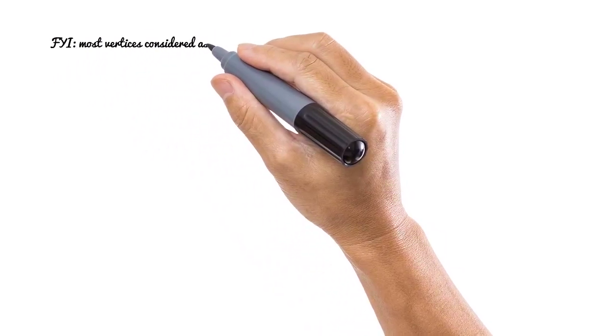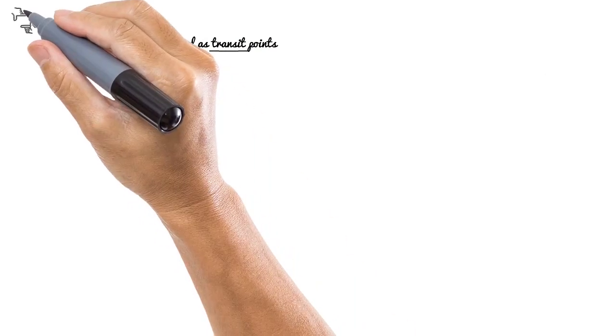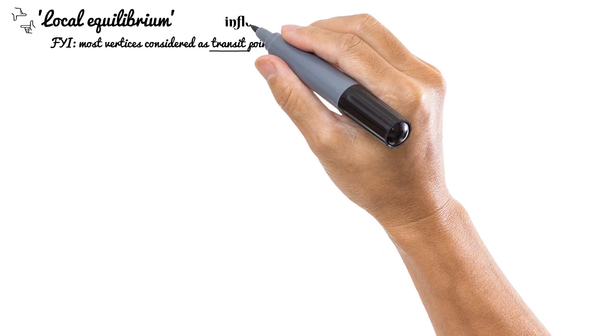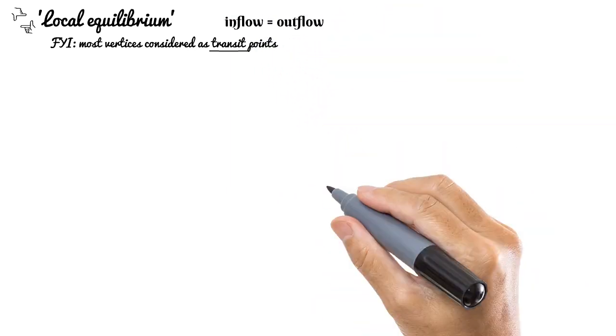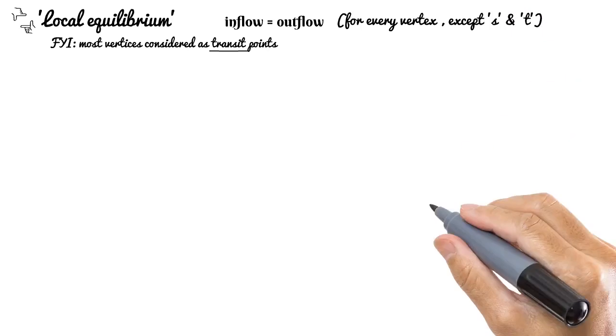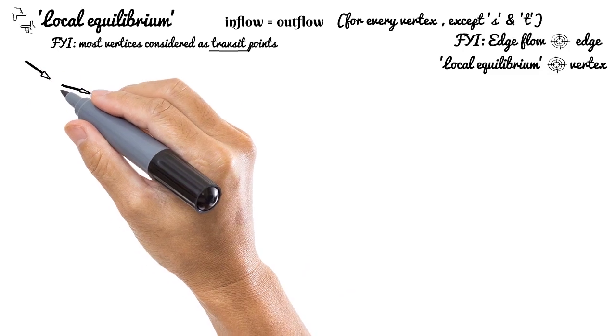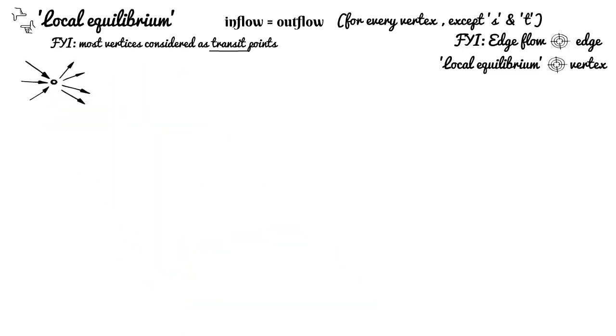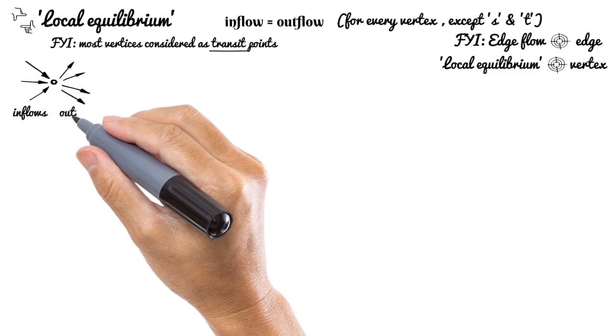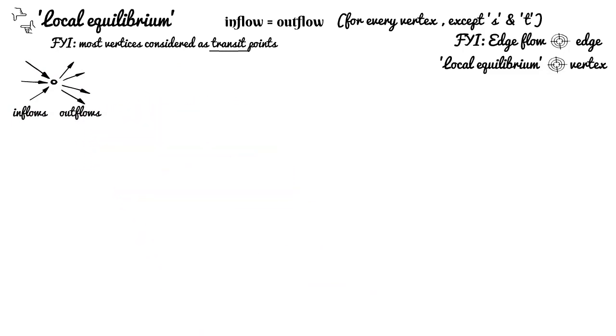In real life, most vertices are considered as transit points which don't store material flowing through them. Another term, local equilibrium, explains that. Local equilibrium means incoming flow, inflow, equals outgoing flow, outflow, for every vertex except start and target vertices S and T. Notice here, edge is in focus of edge flow, vertex is in focus of local equilibrium. We need to clarify here that every vertex may have several inflows coming from several edges, as well as may have several outflows going to another several edges.